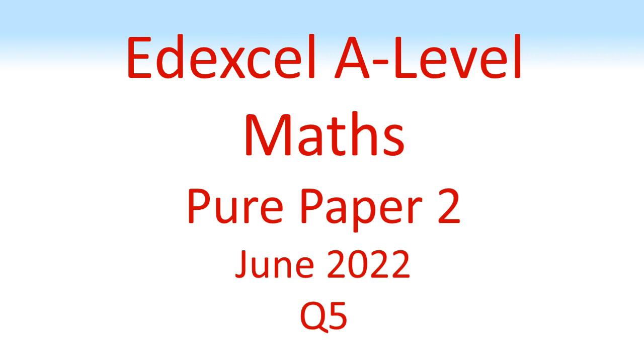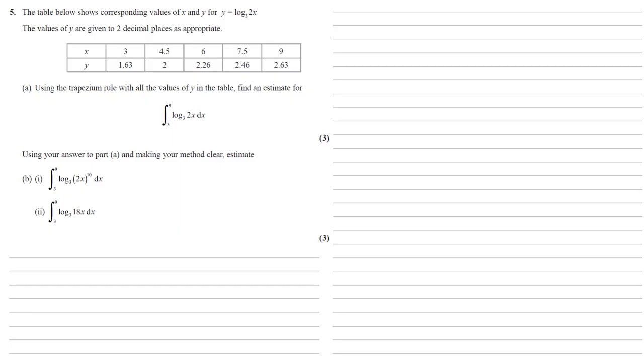Edexcel A-Level Maths, Pure Paper 2, June 2022, Question 5. The table below shows corresponding values of x and y for y equals log base 3 of 2x. The values of y are given to two decimal places as appropriate. For part A, we need to use the trapezium rule with all the values of y in the table to find an estimate for the integral between 3 and 9 of log base 3 2x dx.